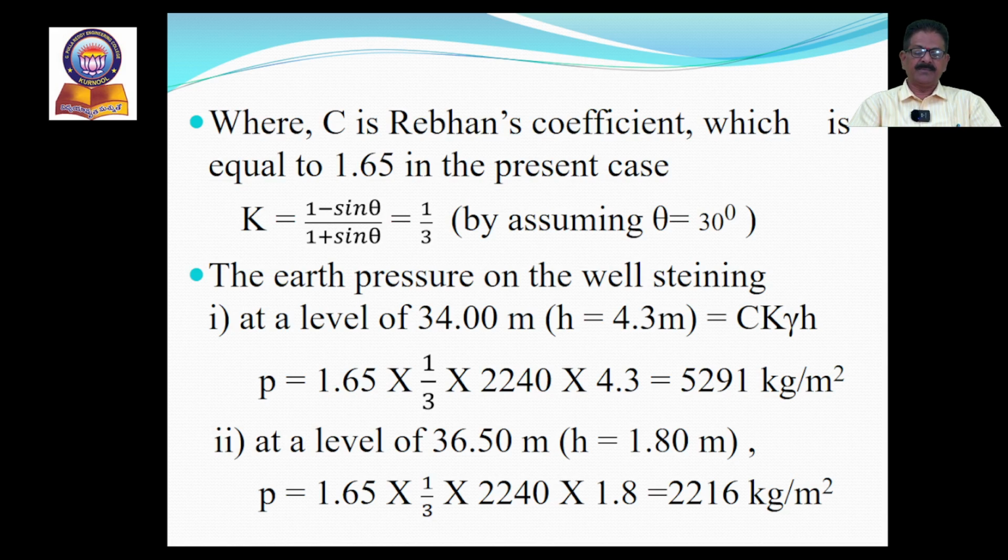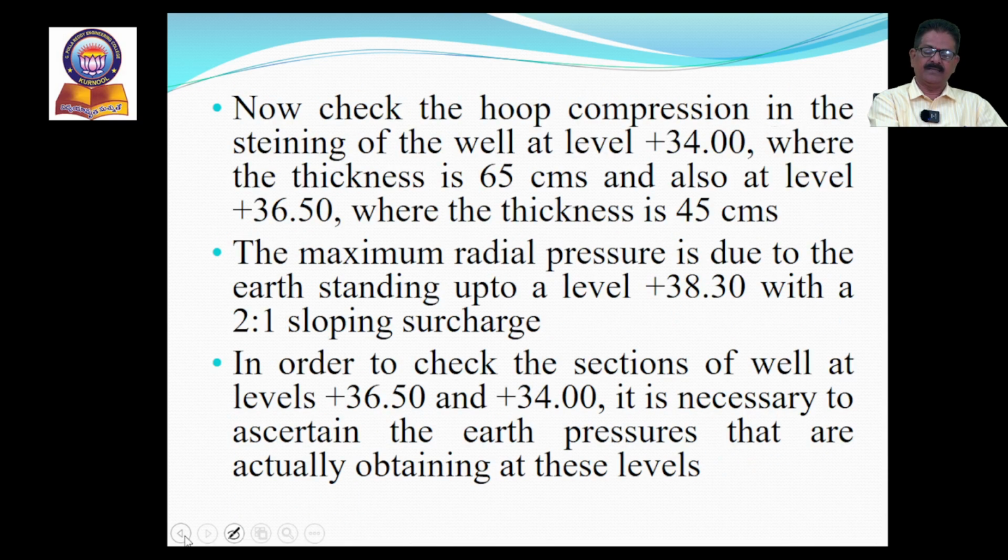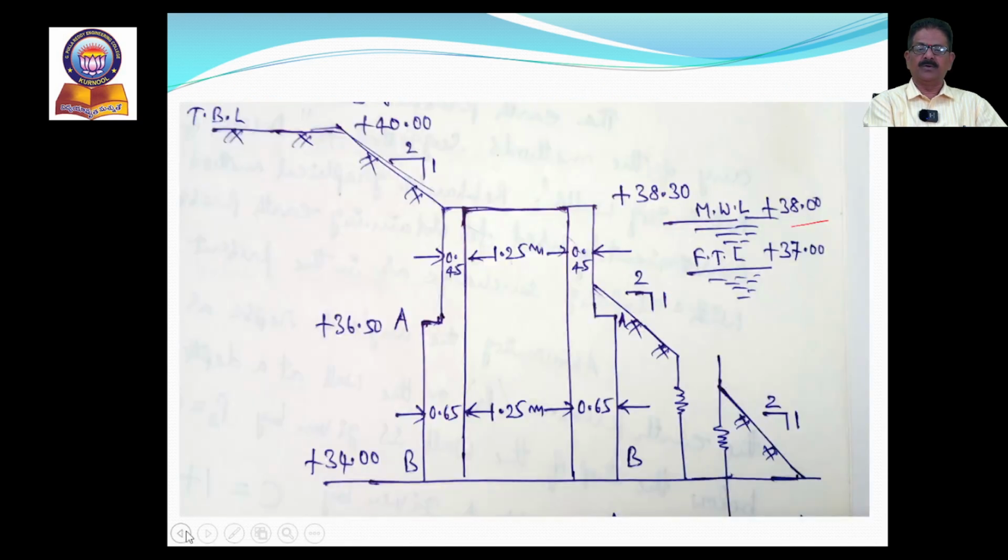So let us see the earth pressure on the well steining, that is, the external earth pressure acting on the well at these two levels. One is the 34 meter level, another one is the 36.5 meter level. If you want, you can refer to this diagram again. So we are going to determine the earth pressure at B and at A. B is the bottom of the well steining.